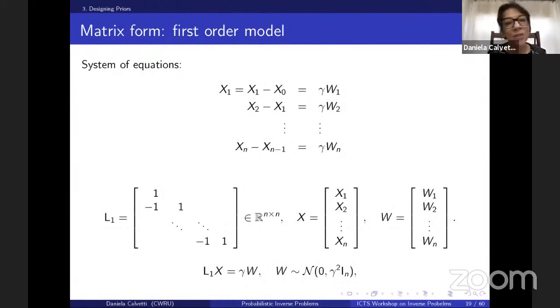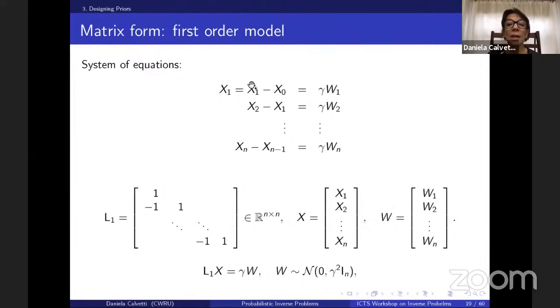This is also going to be connecting this probabilistic way of thinking with the very classic deterministic way of setting regularization operators. So I'm going to write all of this down all at once in an economical way. I write all of the conditions together. So x1 is really equal to x1 minus x0, because x0 is equal to 0. And this is going to be equal to gamma w1, and then x2 minus x1. So I'm just collecting all of the conditions here. And these can be thought of as components of a vector of unknowns.